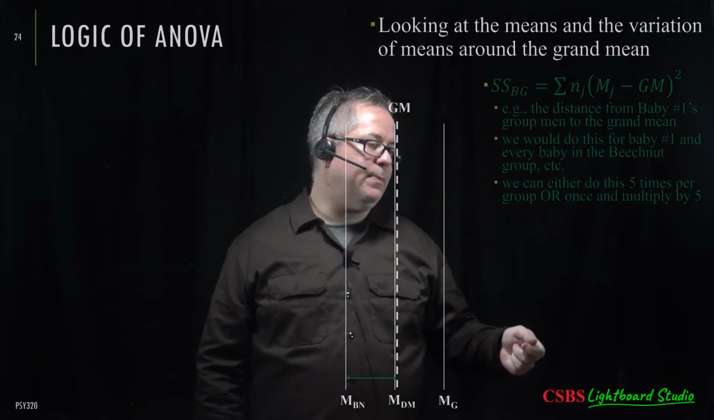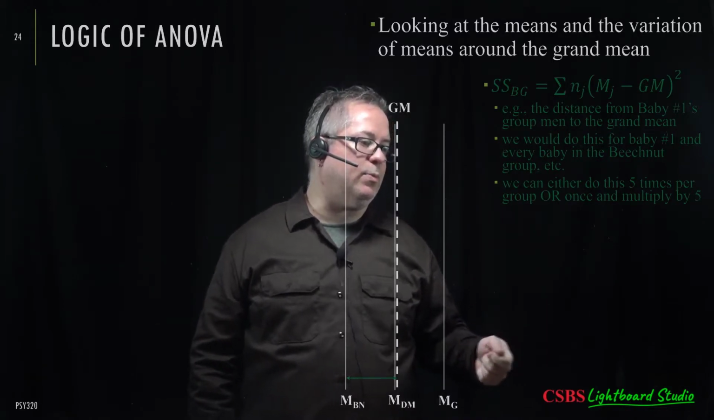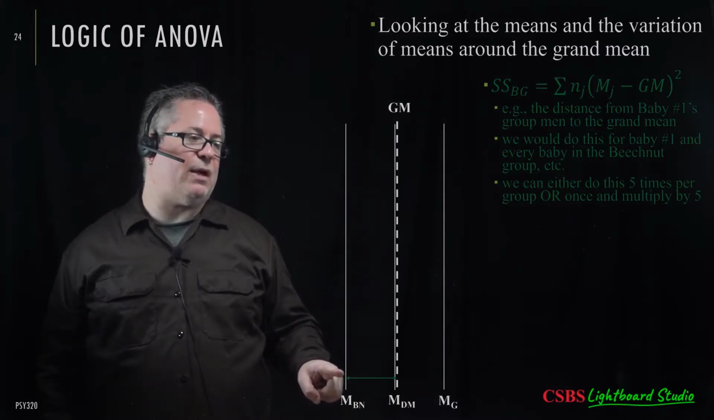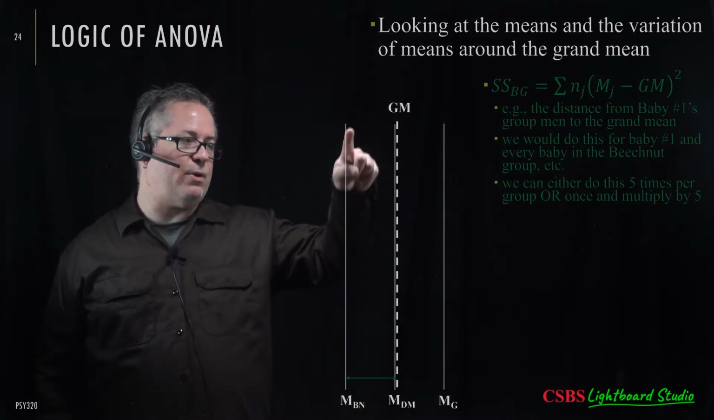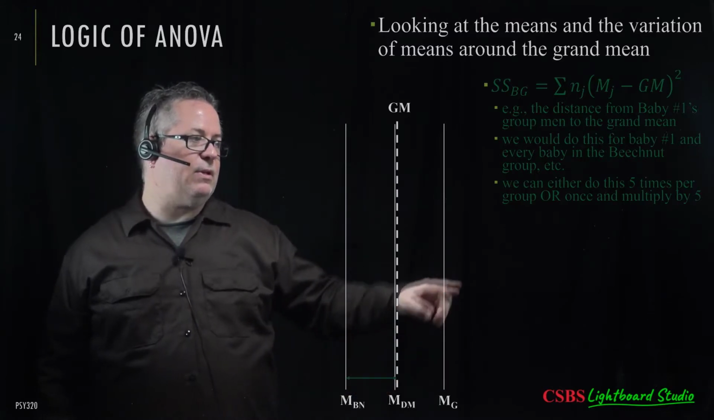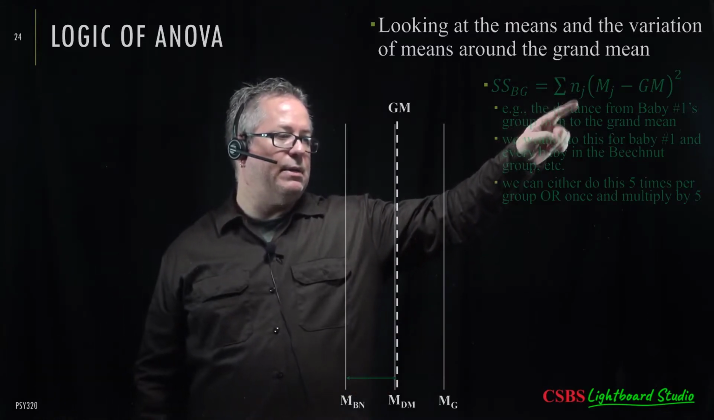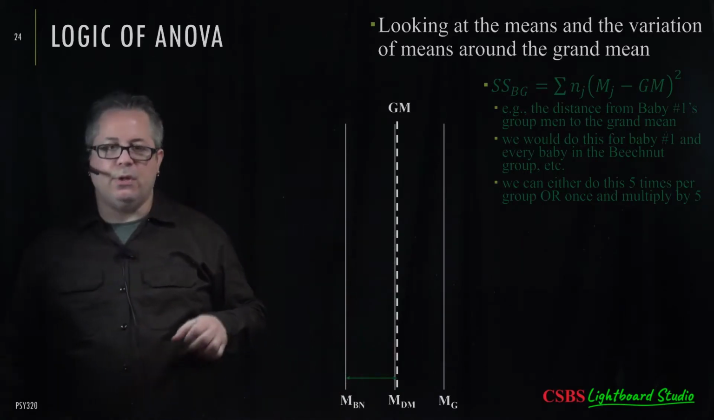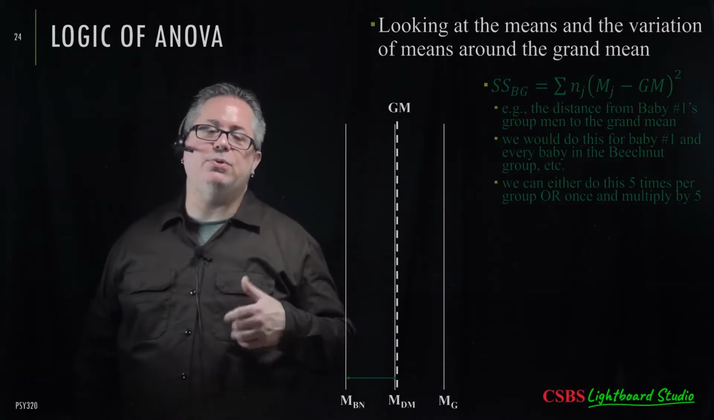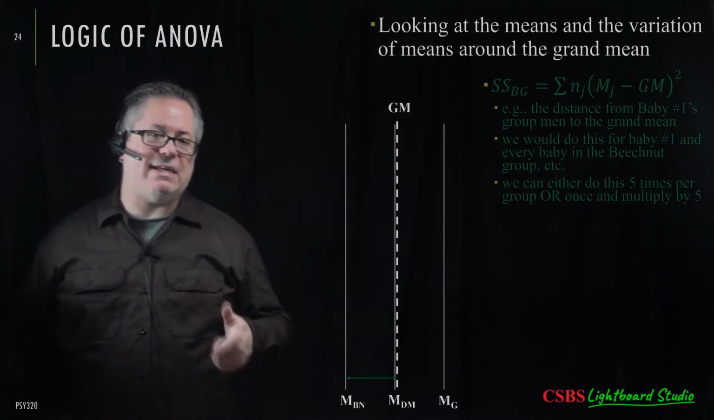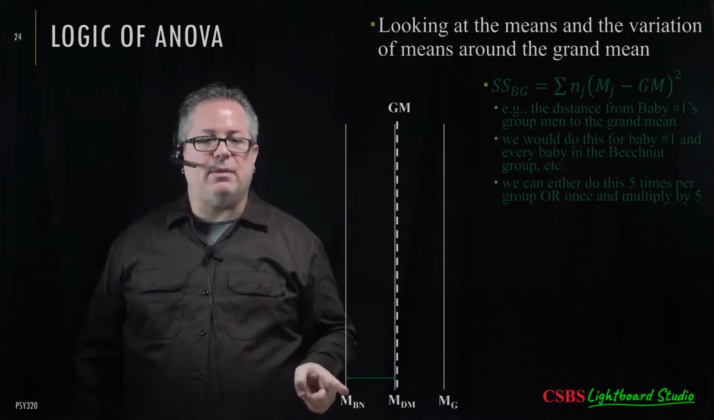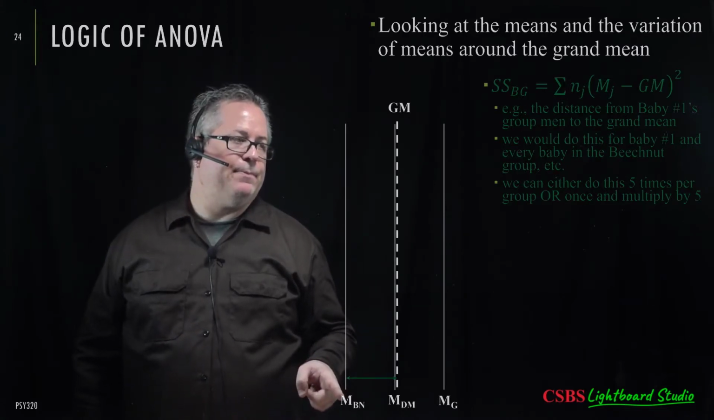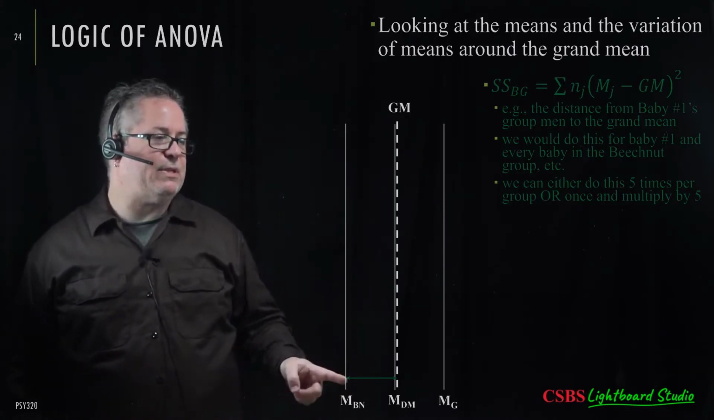We would do this for baby number 1, and also for every baby in the Beechnut group. There are 5 babies in this same Beechnut group. All 5 of those babies are going to have the same distance from their group mean to the grand mean. This is why we actually multiply by n. When we're looking at the group differences, we are using the group mean to stand in for every baby that belongs to that group. Because we have 5 babies, I'm going to do it 5 times, but it's going to be the same number.